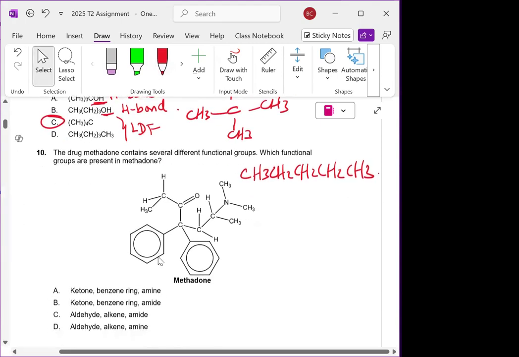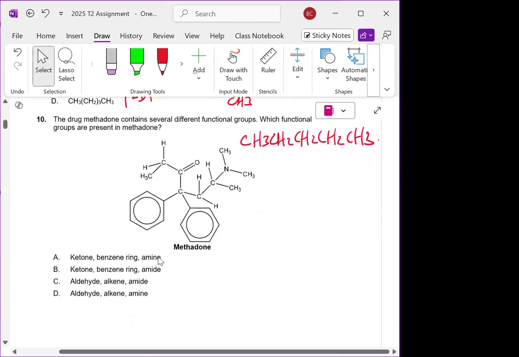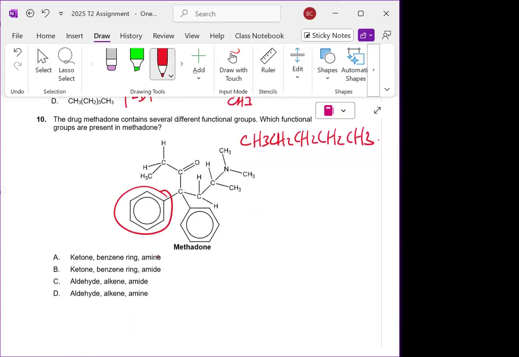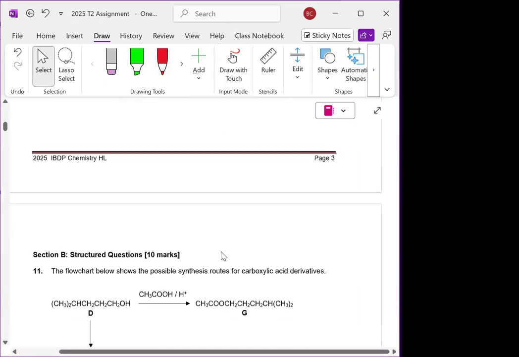So the next one is what functional groups can we see? We can see a benzene ring, definitely. We are able to see a ketone. So there will be ketone, and there's an amine. So we can see amine, but not amine. So answer is A. Okay, that's for the MCQ.